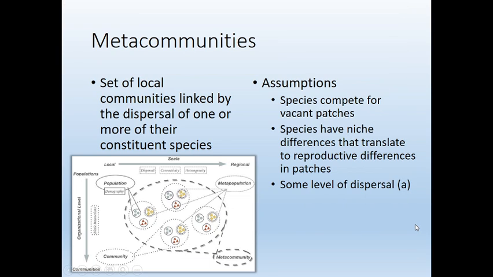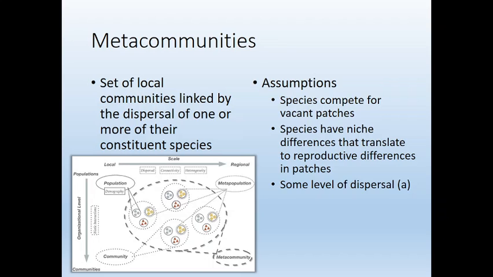So now that we have a basis of how metapopulations work, let's jump into the next level, which is metacommunities. What a metacommunity is, just think of it like an area, a community that is attached to another community. So a set of local communities linked by the dispersal of one or more of their constituent species. Before, we were talking about northern pike in different lakes as a metapopulation, but we can think about the entire fish community in different lakes as the entire metacommunity.